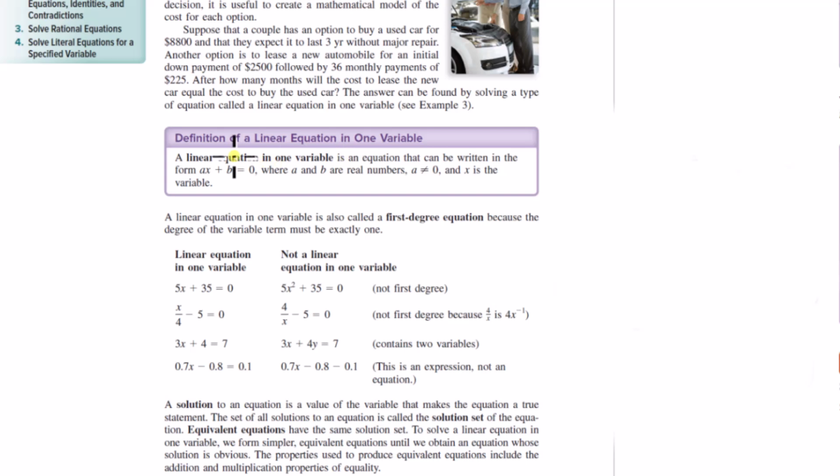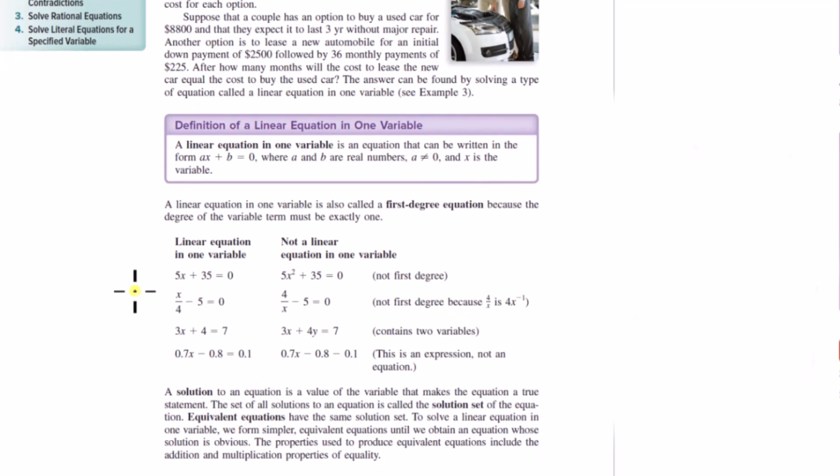Okay, so now a linear equation in one variable is also called a first degree equation, because the degree of the variable term must be exactly 1. What they're talking about here is that, as I mentioned, you can look at the linear equation as a subcategory or a subset of polynomial equations, right? Well, we know with polynomials, you can assign degrees to them based on the highest order term. In that case, a linear equation would be a first degree polynomial equation, or just a first degree equation. That's what they're talking about here.